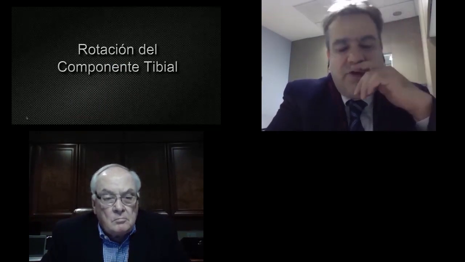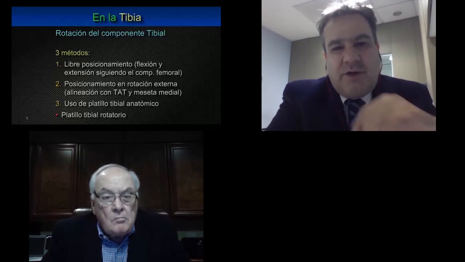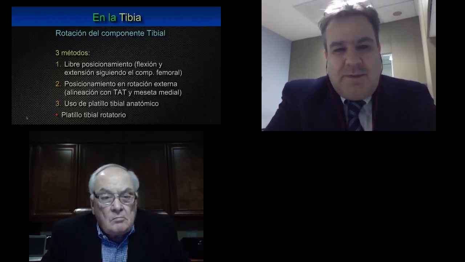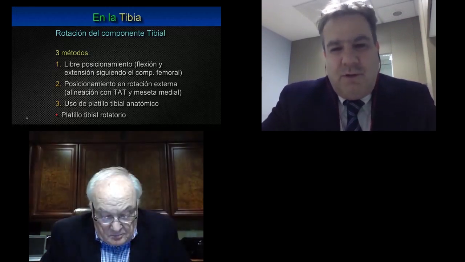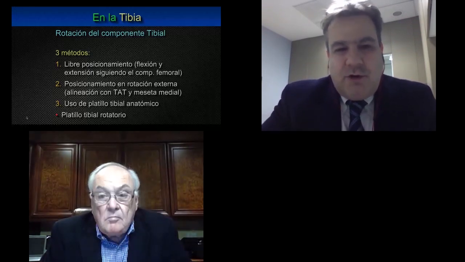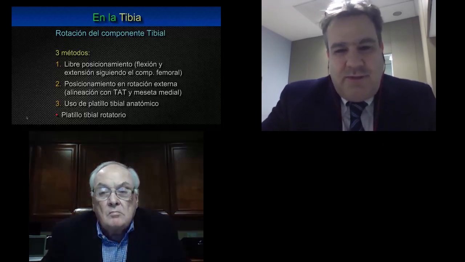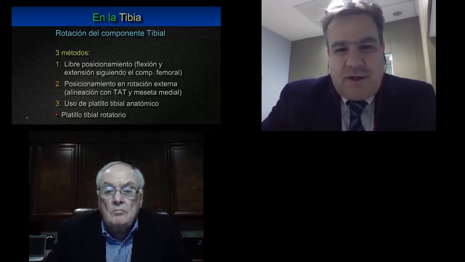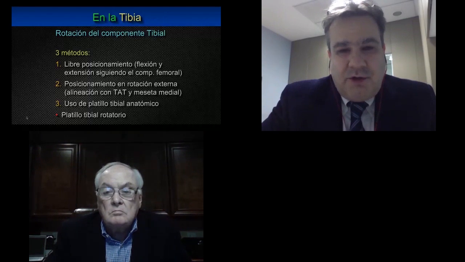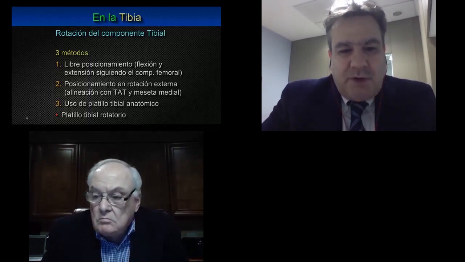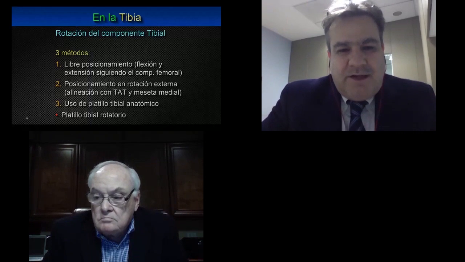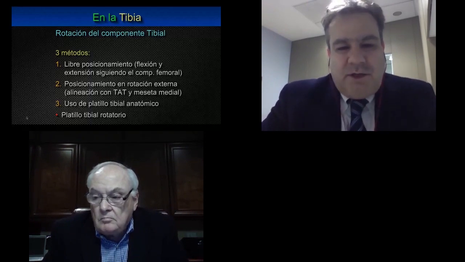Existen 3 métodos para seleccionar la adecuada rotación de mi componente tibial. La primera es con el libre posicionamiento de los componentes. Eso significa coloco el fémur, coloco la tibia suelta, hago un ciclado en flexión y extensión de mi rodilla y selecciono la rotación externa del componente tibial donde prácticamente lo pide esa rodilla. Mi preferencia es la número 2 y es con el posicionamiento con marcas anatómicas y lo voy a describir en un momento más. El tercero es, a lo mejor utilizo un platillo tibial anatómico.